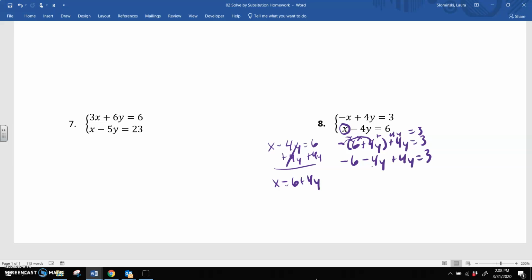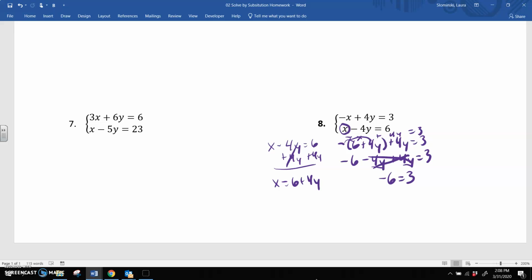And now when I go to combine like terms, I have a negative 4y and a positive 4y. So those cancel, which means my variables go away. So I'm in my unique world. I end up with negative 6 equals 3. And if I told you that negative 6 equals 3, you would tell me that I'm crazy, because it is never true. Negative 6 will never be equal to 3.